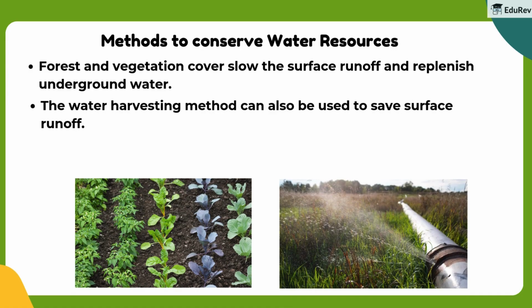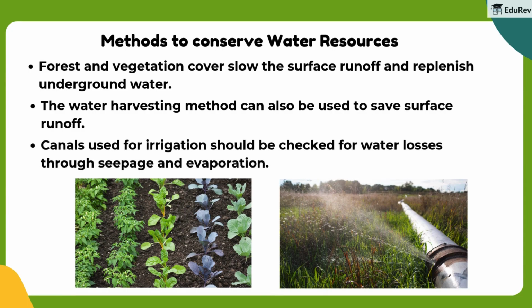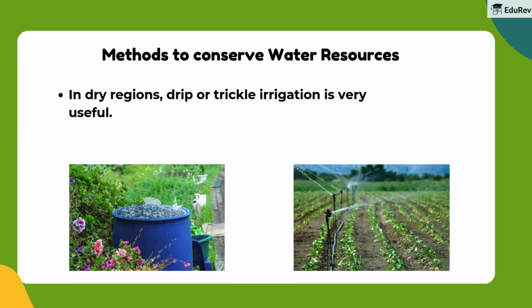The water harvesting method can also be used to save surface runoff. Canals used for irrigation should be checked for water losses through seepage and evaporation. In dry regions, drip or trickle irrigation is very useful.